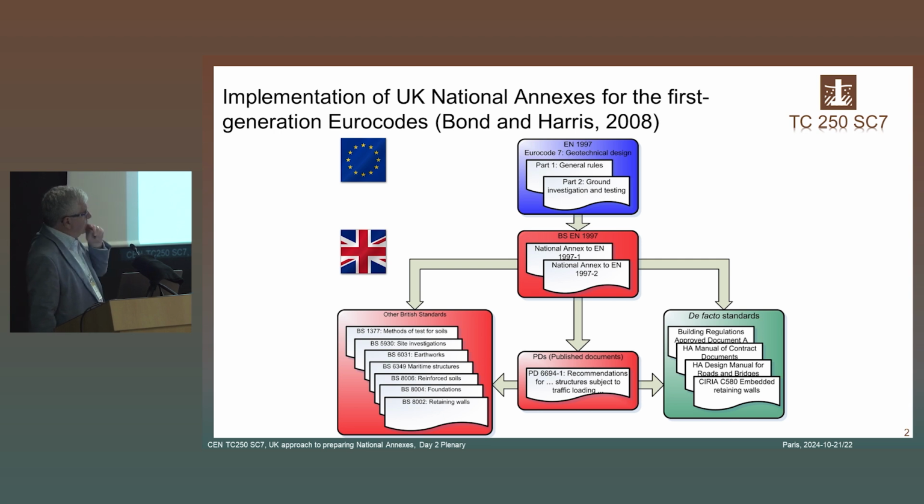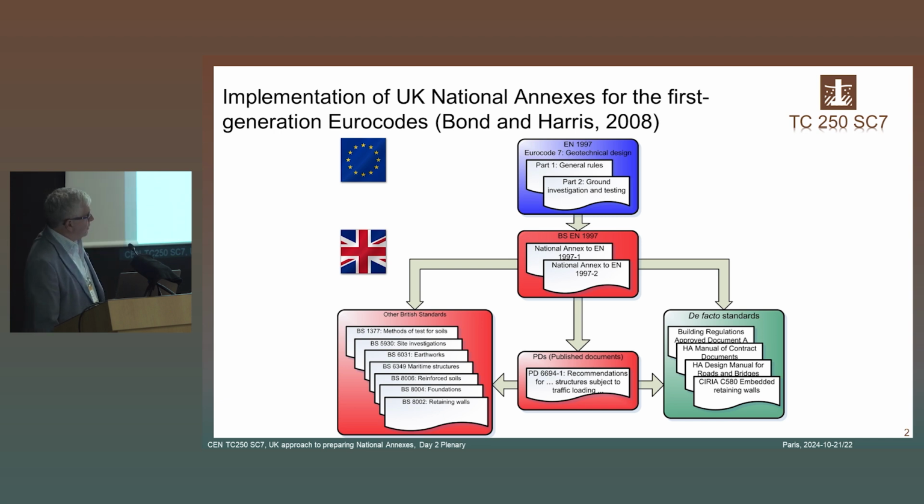Then to the right, we've got what I call de facto standards, things that we follow which aren't produced by British Standards. So building regulations, these are regulations that we have to follow for all buildings. They're very high level, they're very vague in terms of detail, but you have to follow them. And then various Highways Agency documents, manuals for roads and bridges, very practical documents that are used heavily, but because of government cuts, they don't want to continue maintaining these, so they're trying to withdraw them and defer to the Eurocodes as much as possible.